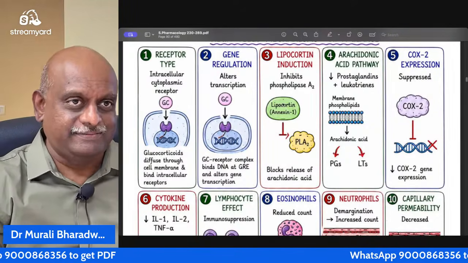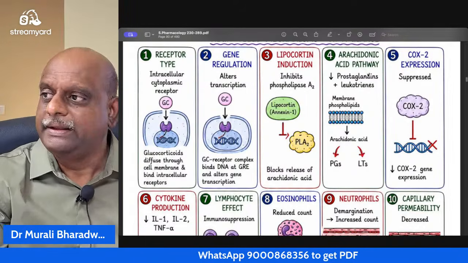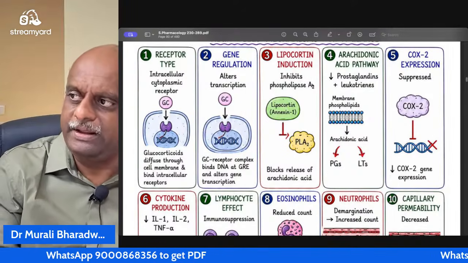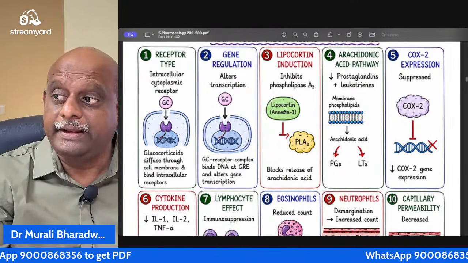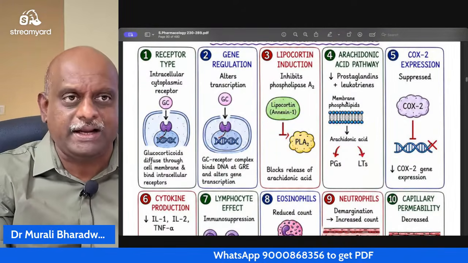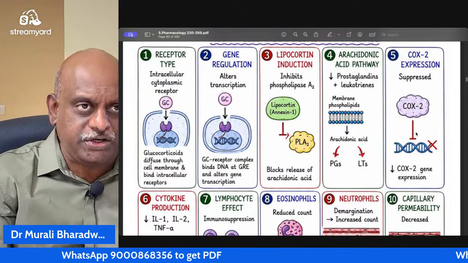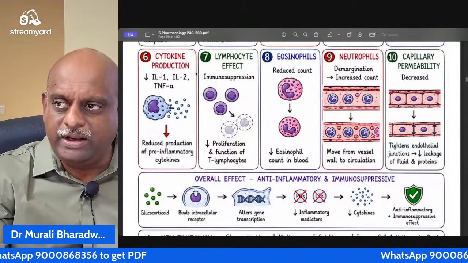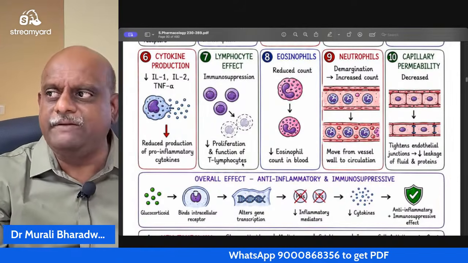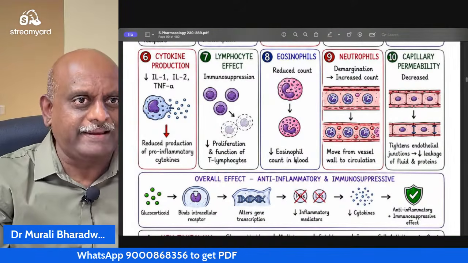So lipocortin induction it will do, which inhibits phospholipase A2. That is the step where it will work. Then the arachidonic acid pathway it will affect, and decrease the prostaglandins plus leukotrienes. COX-2 expression is being suppressed. Interleukin 1, 2 and TNF alpha cytokines are decreased. It decreases the proliferation of T lymphocytes leading to lymphopenia. Eosinophilopenia. Eosinophils also decrease.